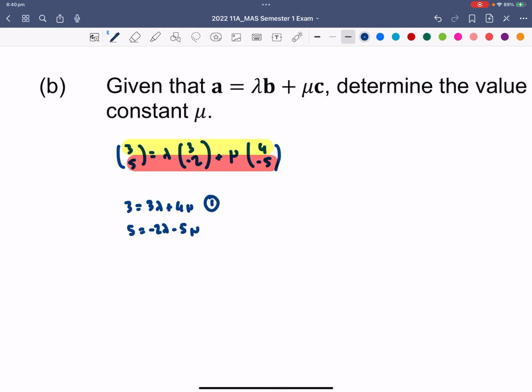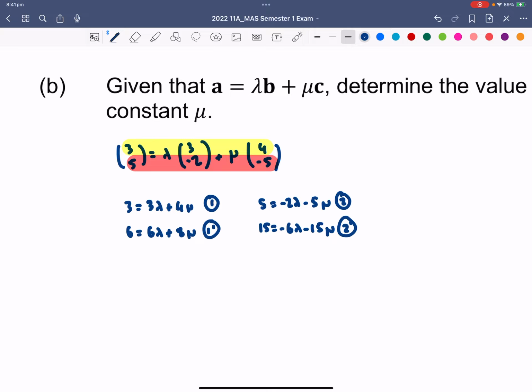I can use substitution or elimination. I'll probably just use elimination. I'll times this equation out by 2: 6 equals 6 lambda plus 8 mu. That's my new equation 1. Times this one by 3, so 15 equals minus 6 lambda, take 15 mu, that's equation 2 prime. Now I can use elimination because now they match.